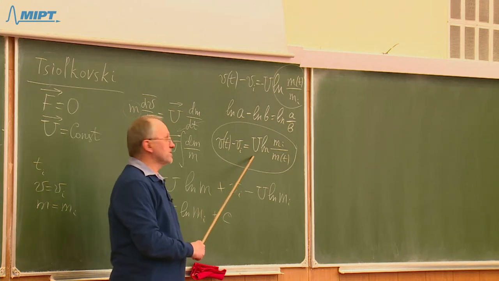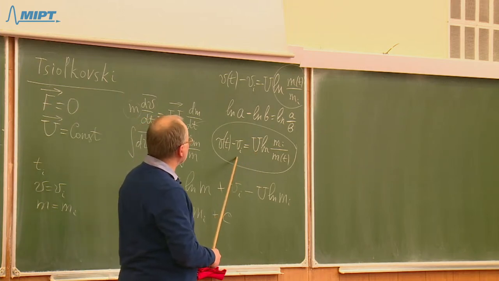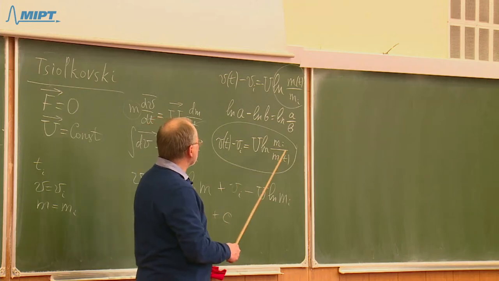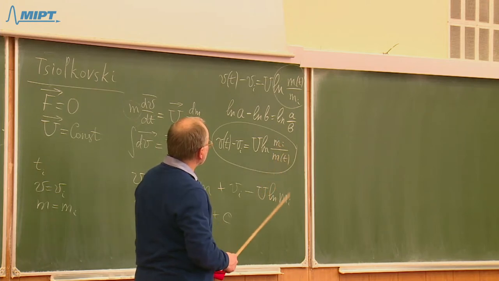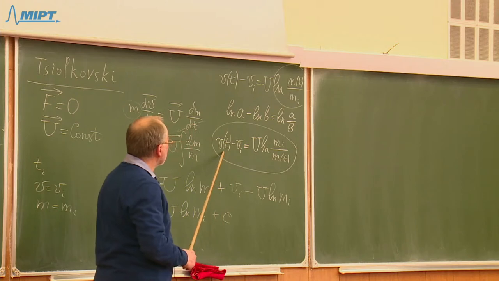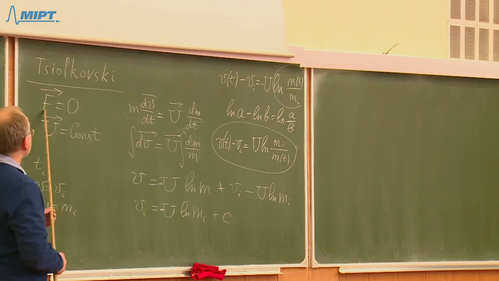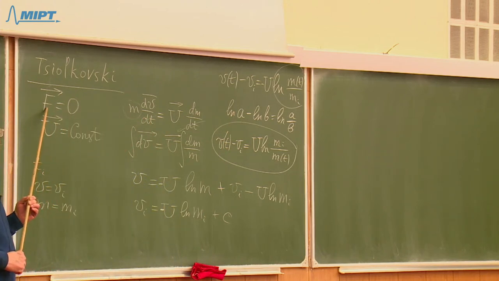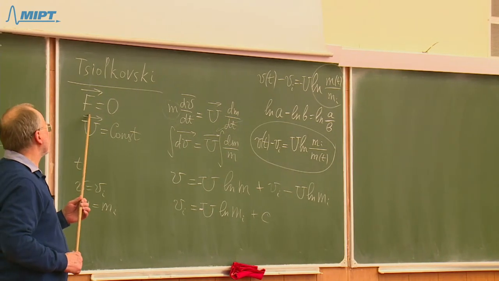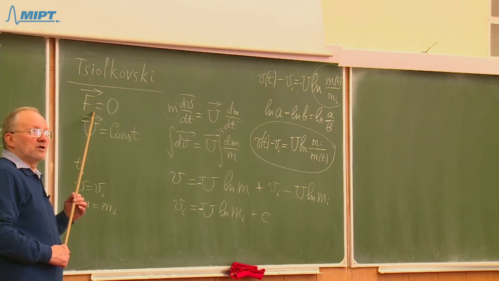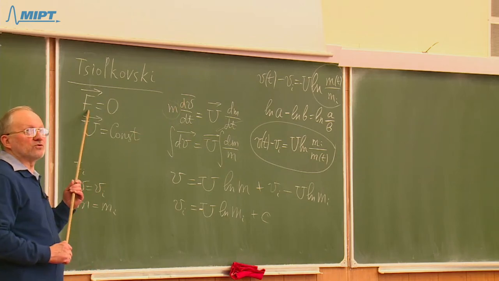If we know the velocity of gases and the initial velocity of the rocket, and how much fuel was spent based on the relationship between the masses, then we can calculate, using this formula, the final velocity of the rocket. If we consider the external forces equal to zero, it means that we don't take into account the gravitational force. We don't take into account the attraction of the rocket to the Earth. How can we do it if there is a gravity pull? How can we neglect this force?